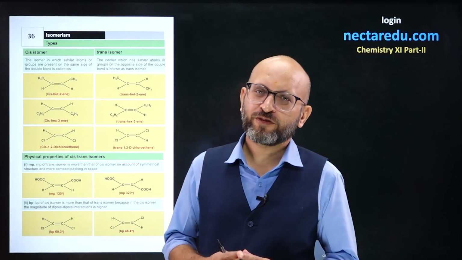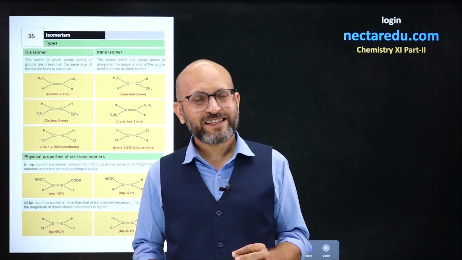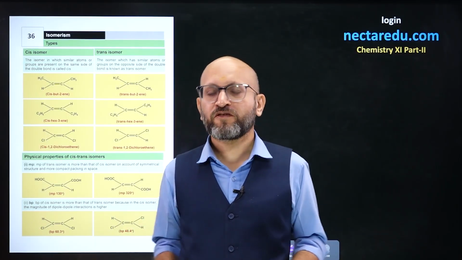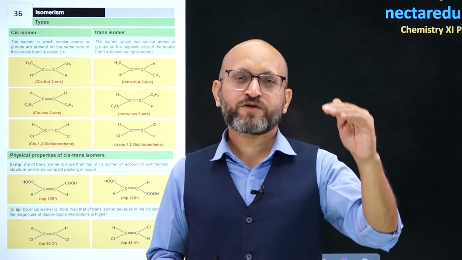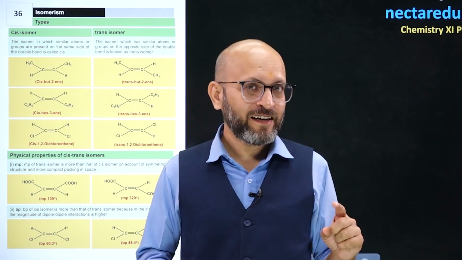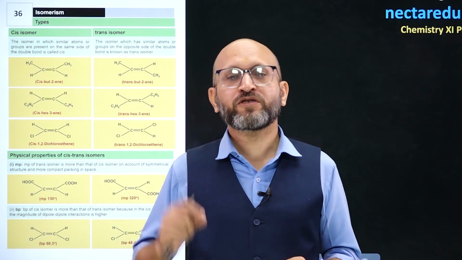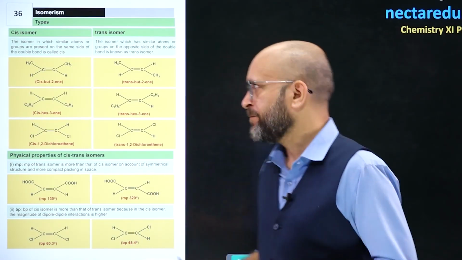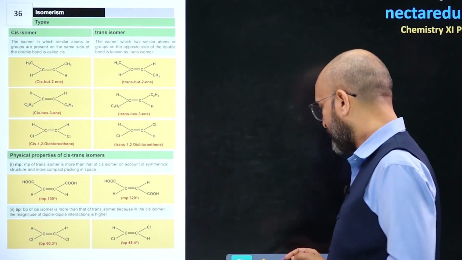Types of geometrical isomerism. Either a geometrical isomer will be cis or the geometrical isomer will be trans. Cis isomer has similar groups, or the same type of groups, on the same side, and trans isomer has the same type of groups on the opposite side of the double bond. For example, we have a few examples of cis and a few examples of trans.